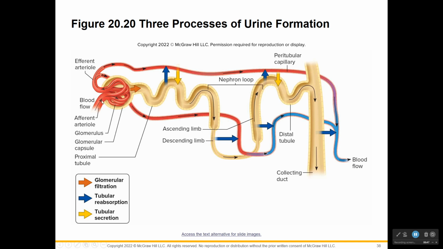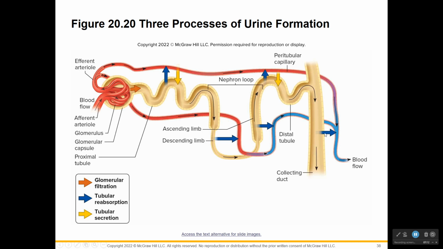now this is in relationship to our Bowman's capsule, or our glomerulus. So we have proximal, loop of Henle, and distal. We also have both reabsorption and secretion. And then once you're here at the end of this tube, you've made urine, you're done. So this is just a collecting duct.